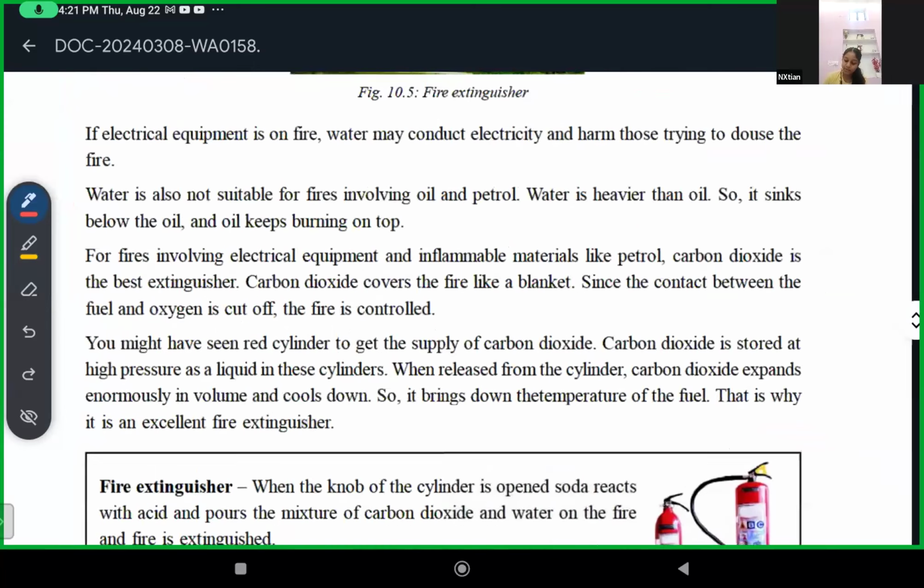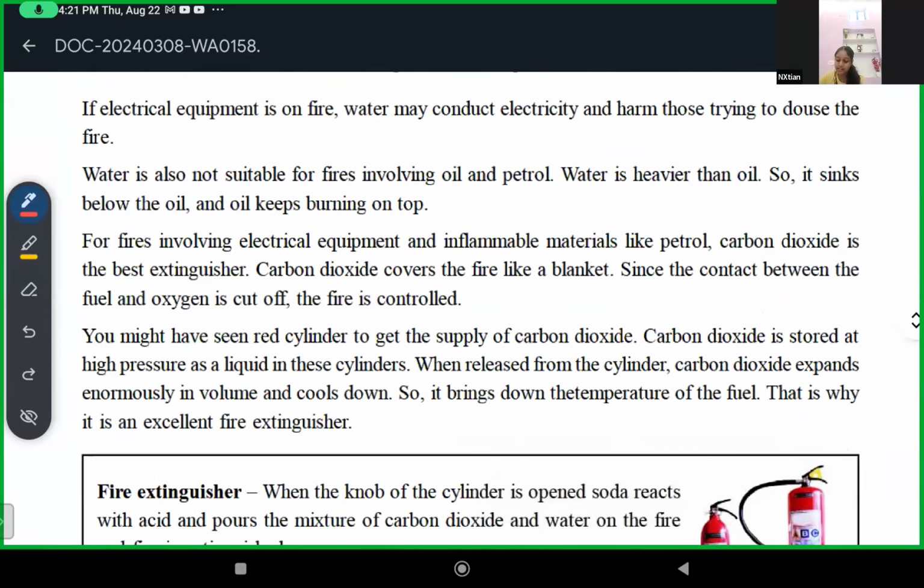If electrical equipment is on fire, water may conduct electricity and harm those trying to douse the fire. If there's an electric short circuit fire, we cannot put water on it, because then electricity will spread in the whole area along with the fire. Water is also not suitable for fires involving oil and petrol. Why? Because water is heavier than oil, so it sinks below the oil and the oil keeps burning on top.